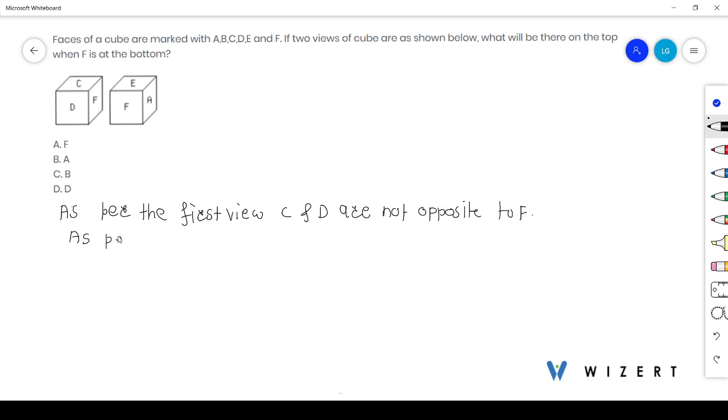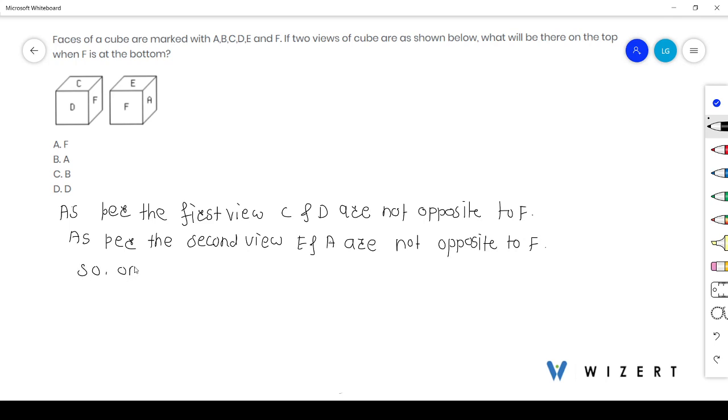Similarly, as per the second view, A and E, or E and A, are adjacent to F. So A and E are not opposite to F.